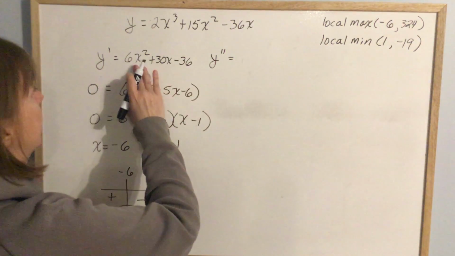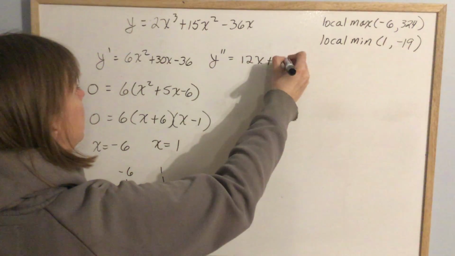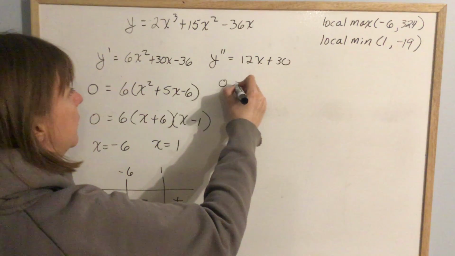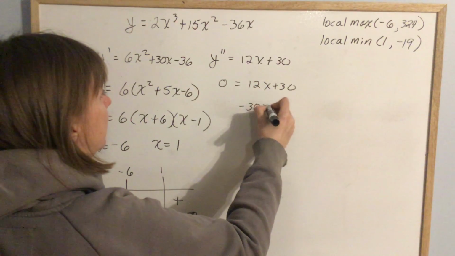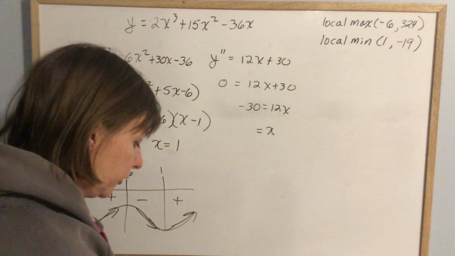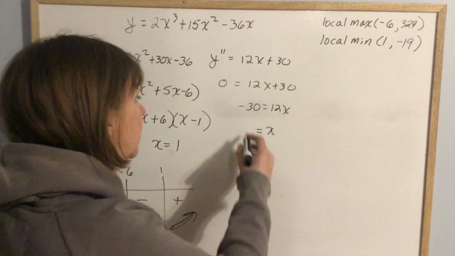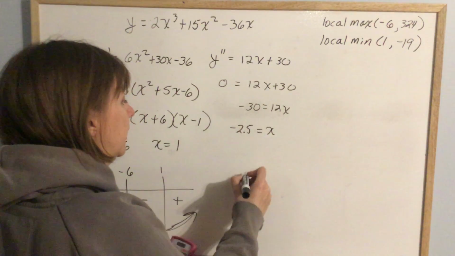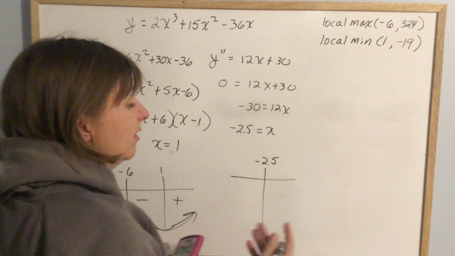So I'm going to do the second derivative here. So this would be 12x plus 30. I'm going to make it equal to 0. So negative 30 equals 12x. So x is negative 30 over 12. If you like it better as a decimal, I don't care. It's negative 2.5. Unfortunately, it's a decimal. That sucks.